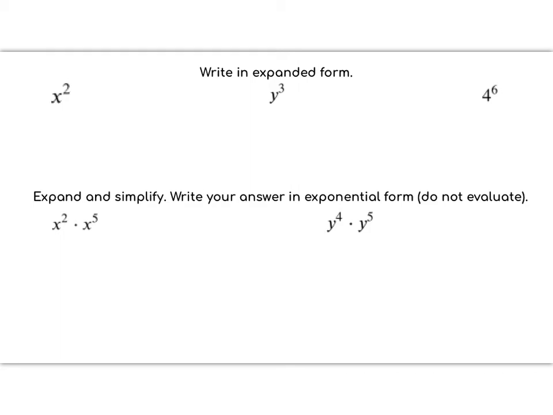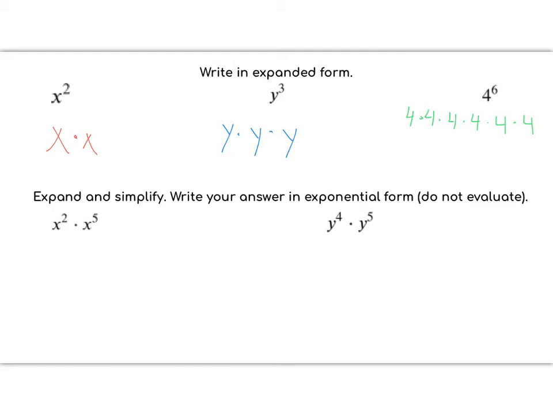Okay, so to do this we need to remember how to write in expanded form. So x squared, as we know, is x times x. We know that y cubed is y times y times y. And we know that 4 to the 6th is 4 times 4 times 4, and we're going to write that 6 times: 1, 2, 3, 4, 5, 6. Okay? We're going to use expansion to help us with this next thing that we're going to learn how to do.